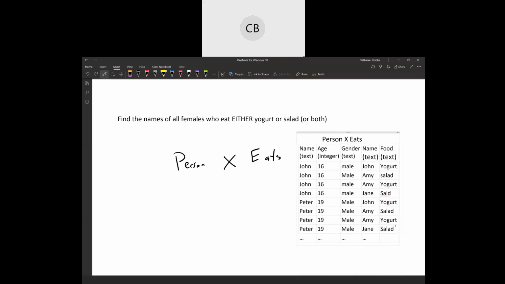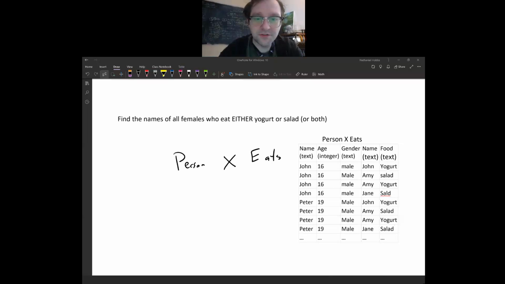So the names would line up, and then based off of that, you would have to find whatever the female entries in the gender column, and then the yogurt or salad, or both, in the food column. Okay.